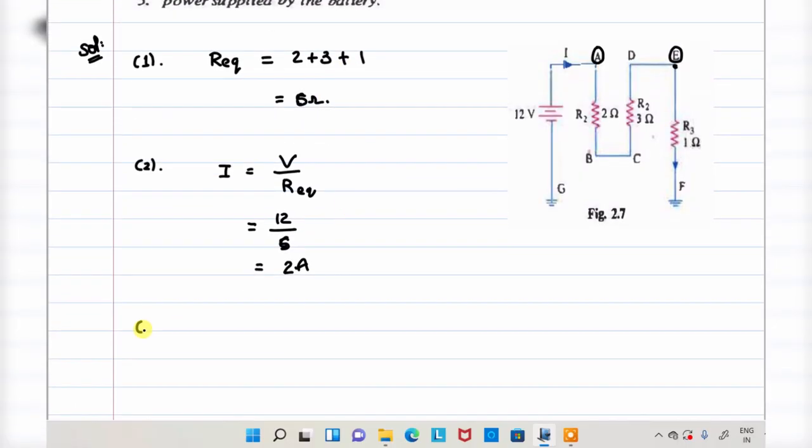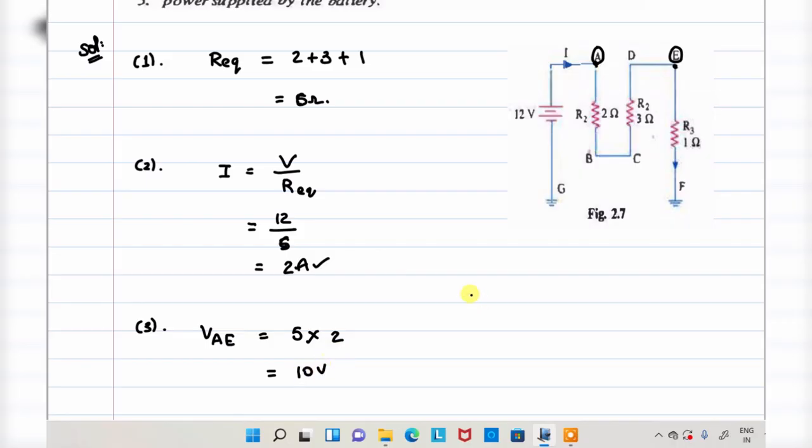Next, third bit: potential between A and E. So VAE means these two terminals. What about the resistance? 5 ohms. V is equal to IR, right? 5 into the current flowing through this particular circuit, 2 amperes, already found, that is equal to 10 volt. All of you got my point?